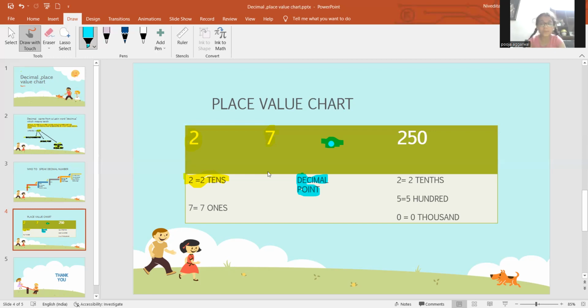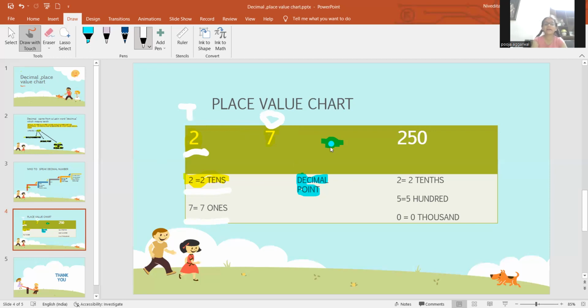I think you all know the place value simply, that 1, 10, 100. If we know the place value, we will understand the place value of 2 here. 2 is at the tens place, and 7 is at the ones place.